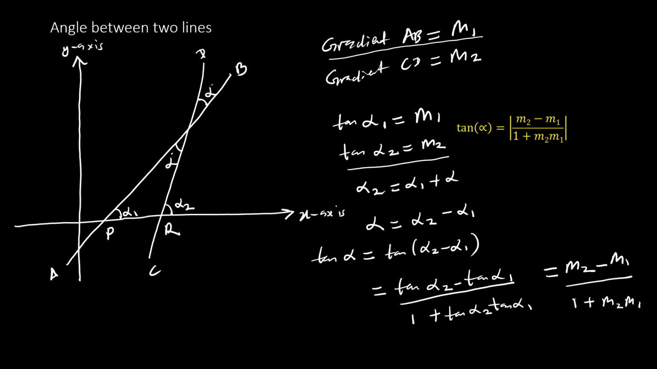Let me write that again. If I'm looking for tan of angle alpha, which is the angle between two lines, this is going to be equal to m2, which is the gradient of the second line, minus m1, gradient of the first line, everything divided by 1 plus m2 m1. This is m2 times m1. Let's look at some examples to illustrate this point.